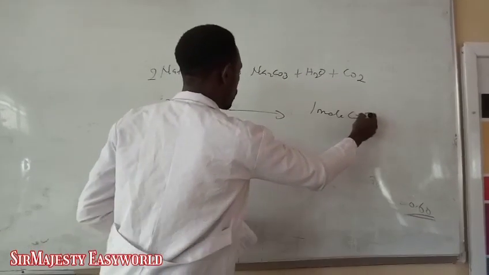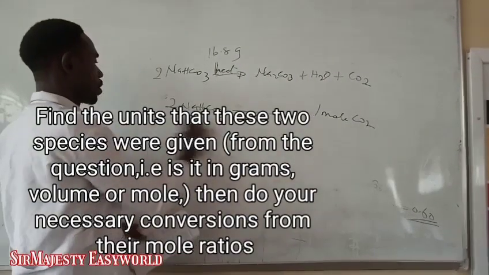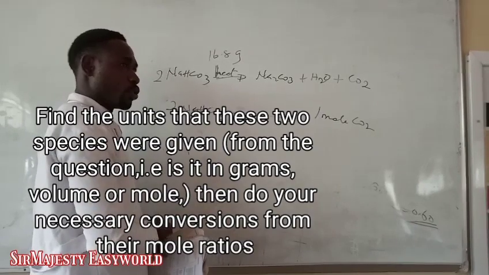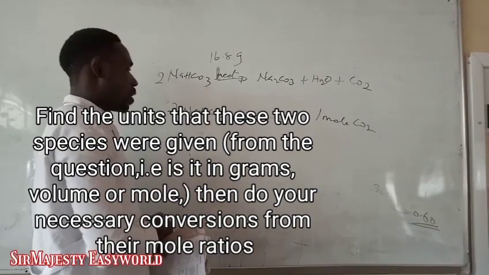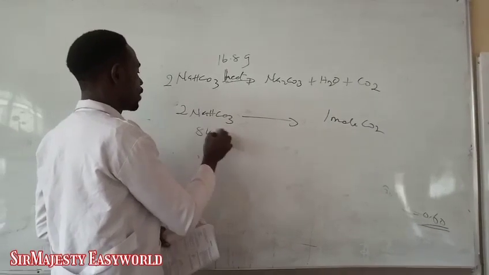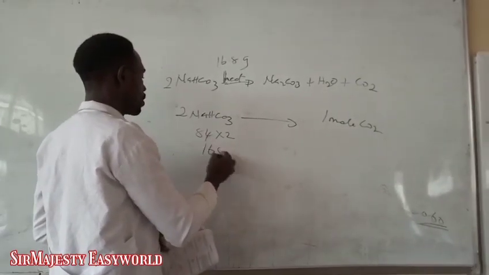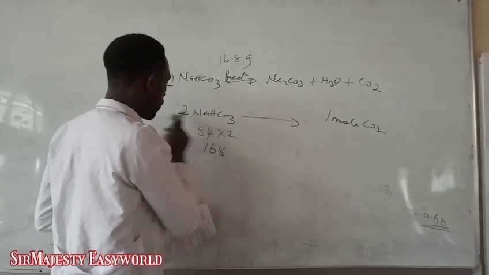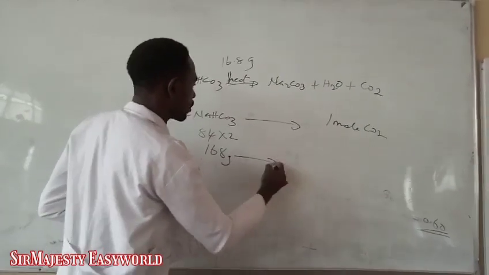1 mole of what? CO2. Then this was given in mass. The molar mass of this is right; it is good for a student to memorize the molar masses of most compounds. Sodium hydrogen sulfate should be 84, but multiplied by 2 will give you 168 grams. So it shows that the molar mass of this is 84, but because of 2 moles, 168 grams.